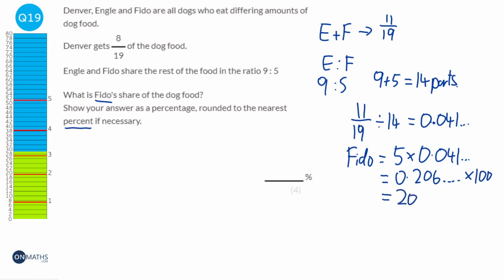So we have 20.676 and so on percent. And it wants it rounded to the nearest percent, so that would be 20%. Or actually, it would be 21%, because this would round it up, so 21%.